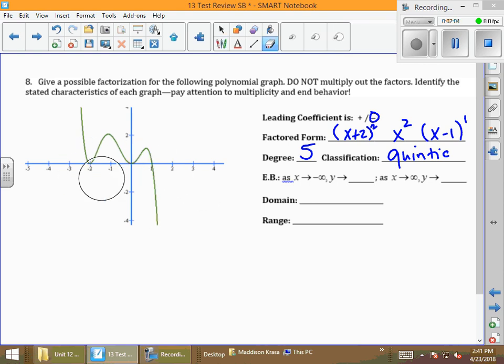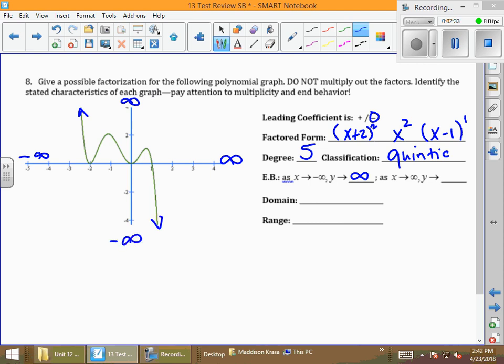Now, for our end behavior, as x goes to negative infinity, so negative infinity on the x-axis is here on the left-hand side, and this arrow is going up. Well, if we think about our y values, they are positive as that goes up. So we would say y goes to positive infinity. Then if we look as x goes to positive infinity on the right, y is going down to negative infinity. So that's going to be negative infinity on the right.